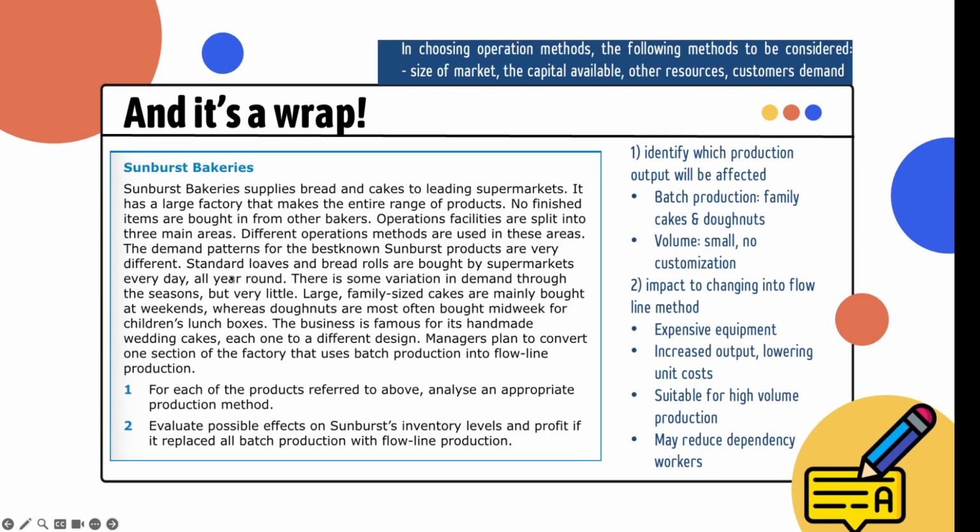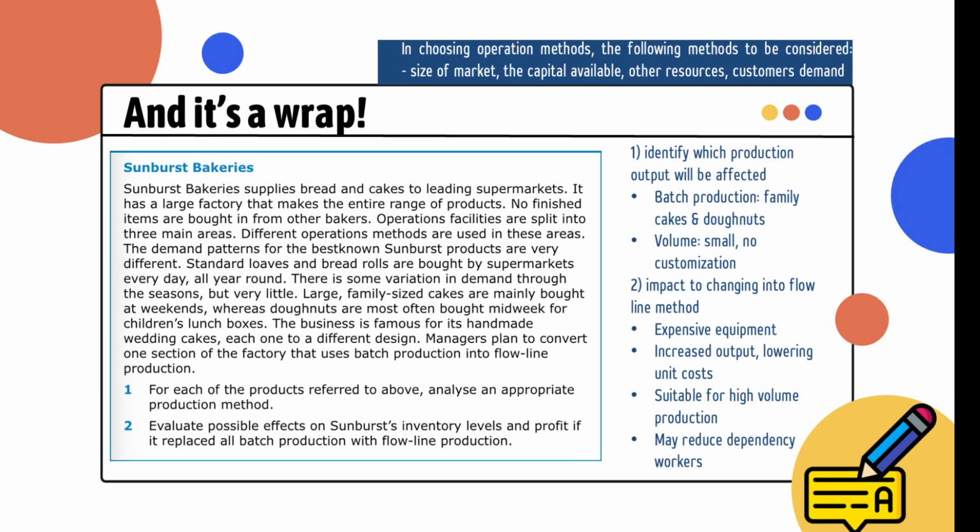For batch production, there are large family size cakes mainly bought on weekends, and donuts often bought midweek, so they're not consistent like the standard loaves and bread rolls, which are needed all year round. That may affect profit a little bit. They may have high levels of stock, which means they may not be able to sell as much. And we know bread, doughs and cakes don't tend to last very long. If not sold almost immediately, maybe a 2 to 3 day lifespan, for example, that may be affected.